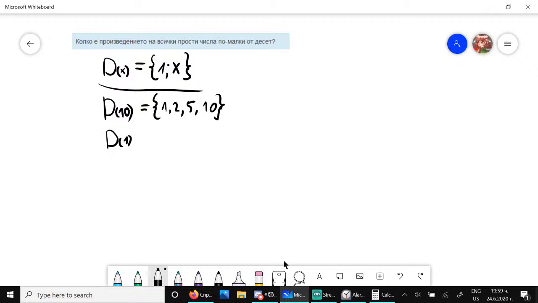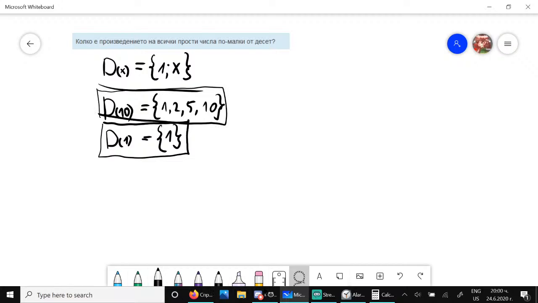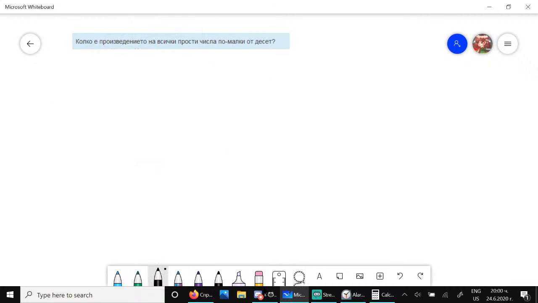And 1 is neither a prime number nor a non-prime number. It has just one divisor, so I don't know what it's called, but it's not a prime number, and it's not like 10. So just keep that in mind. We want to see every prime number smaller than 10. Prime numbers can't be smaller than 0, and 0 isn't a prime number either.